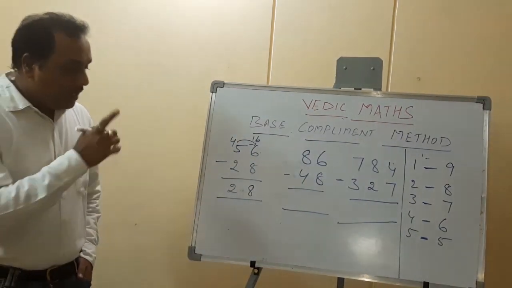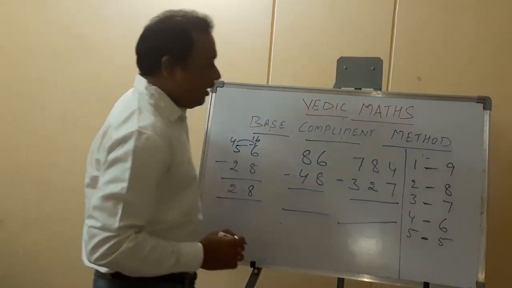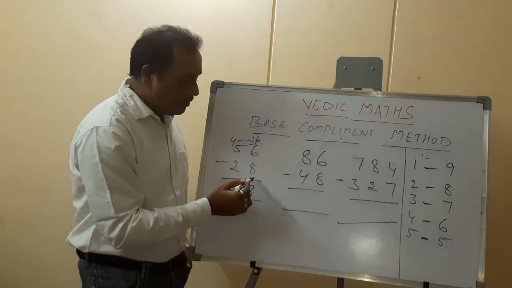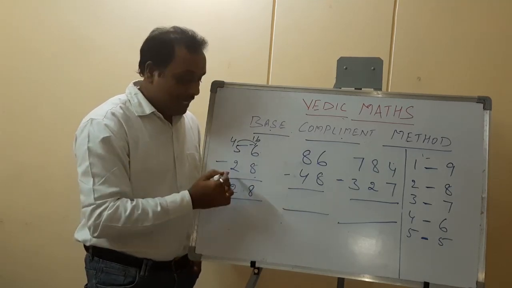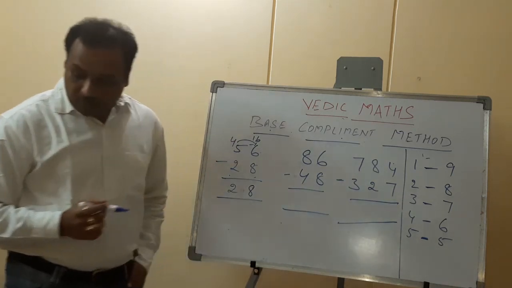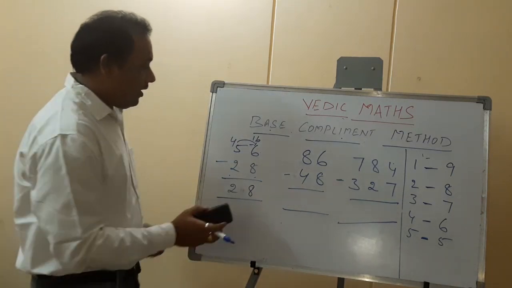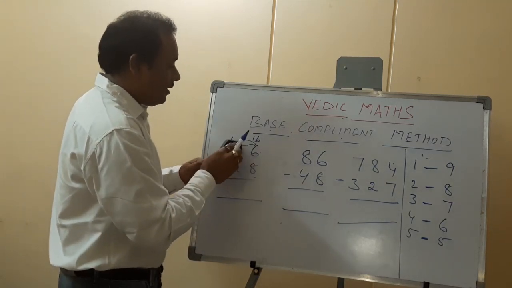But if I do the same thing with the base complement method, in Vedic Maths, we don't do it from right to left. We generally do it from left to right. So when we do it from left to right, what exactly do we do? Let us see.